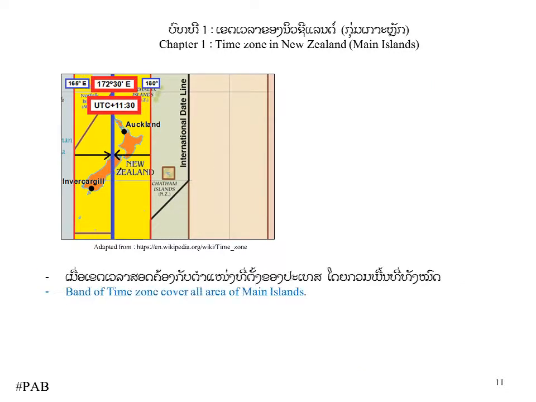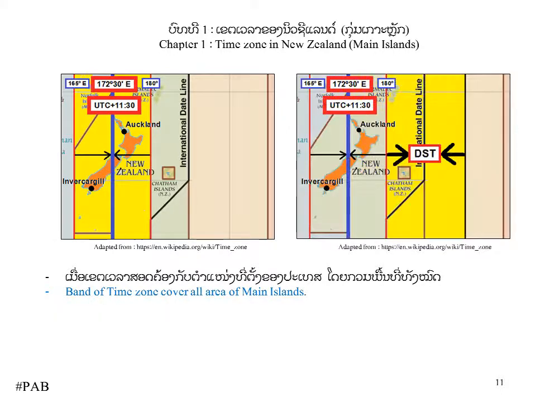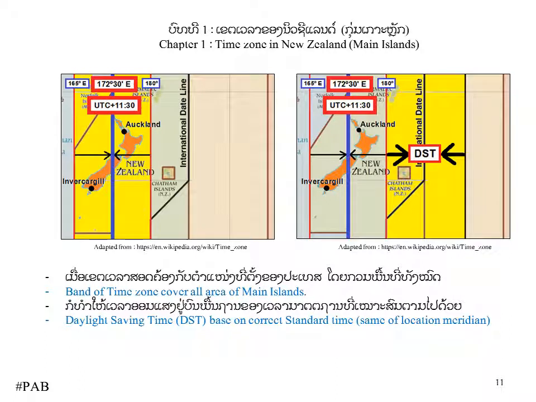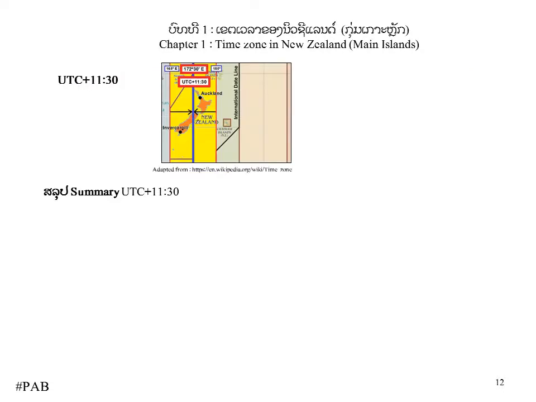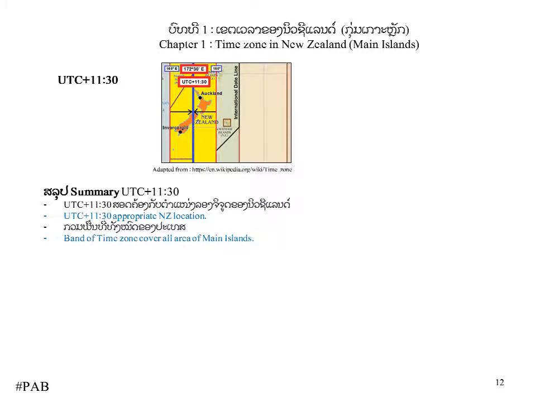The band of the time zone covers all areas of the main islands. Daylight saving time is based on the correct standard time, the same as the location meridian. Summary of UTC+11:30: appropriate for New Zealand's location. The band of the time zone covers all areas of the main islands.